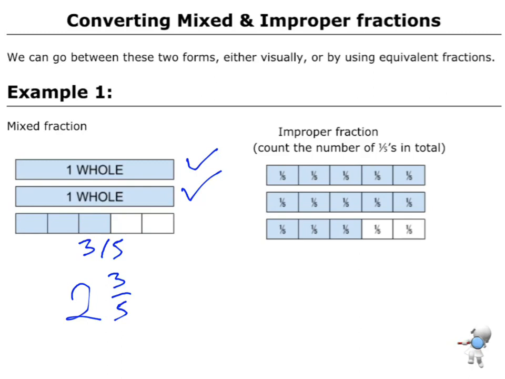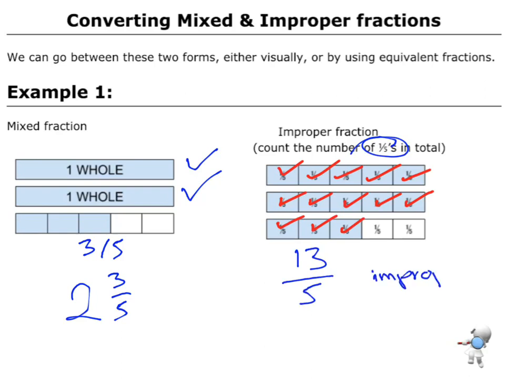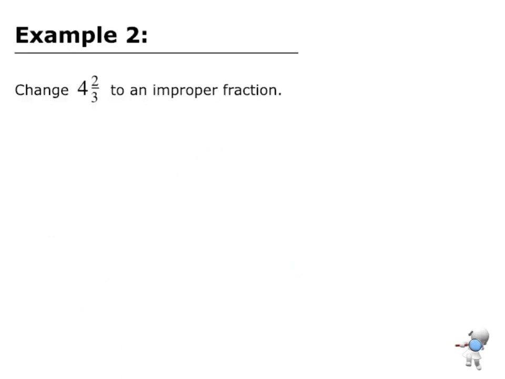Whereas if I'm doing it as an improper fraction, I want to know how many fifths do I have in total. So I've got 1, 2, 3, 4, 5, 6, 7, 8, 9, 10, 11, 12, 13 fifths. So I would write that as 13/5, and that is our improper fraction. Okay, so that's doing it visually.